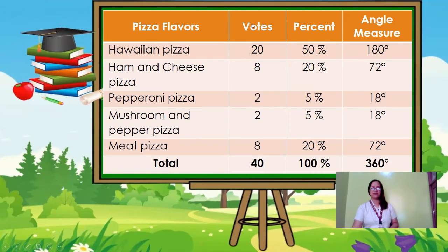So as you can see, the votes total 40 for 40 customers. Then the percent, the total of 100: 50, 20, then plus 5, plus 5, plus 20, so total of 100%. And then the angle measure for the total of 360 degrees. So we're ready for constructing a pie graph.